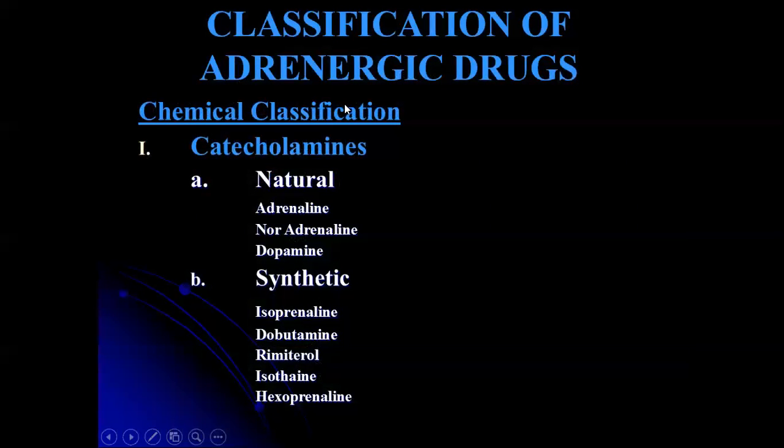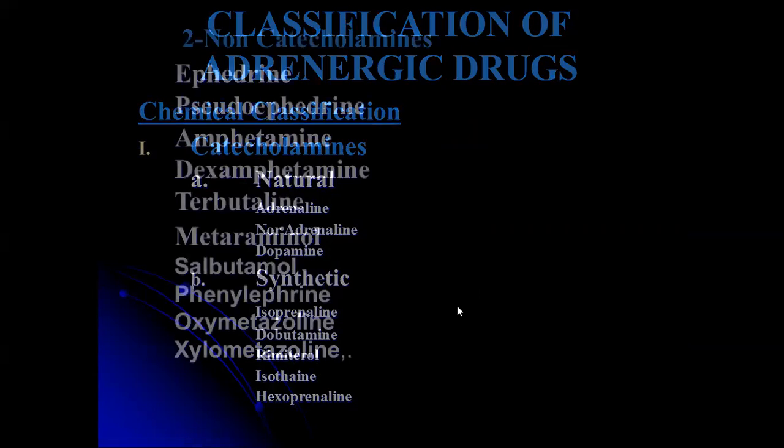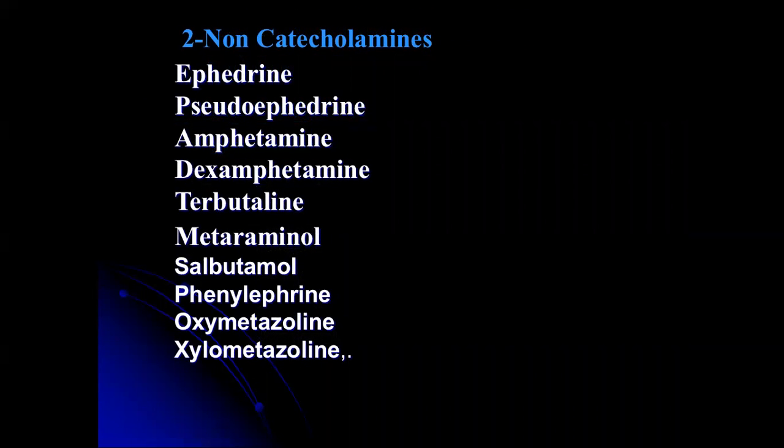Now, here is the classification. We classify adrenergic drugs by chemical classification. Natural ones are adrenaline, noradrenaline, and dopamine. Synthetic ones are isoprenaline, dobutamine, rimiterol, isoxsuprine, and hexoprenaline. Non-catecholamines, as we discussed earlier, have a non-catechol ring. They don't comprise a catechol ring in their structure. The drugs included in this class are ephedrine, pseudoephedrine, amphetamine, dexamphetamine, terbutaline, metaraminol, salbutamol, phenylephrine, oxymetazoline, and xylometazoline.